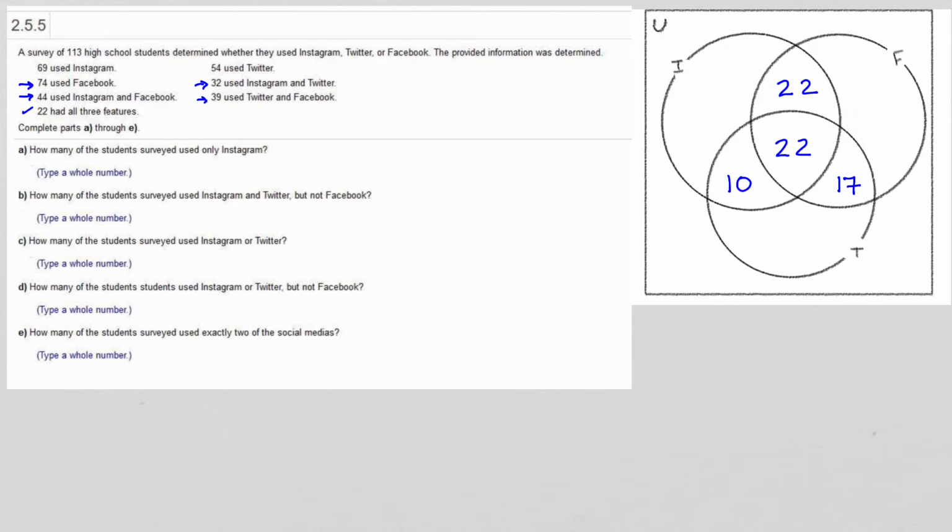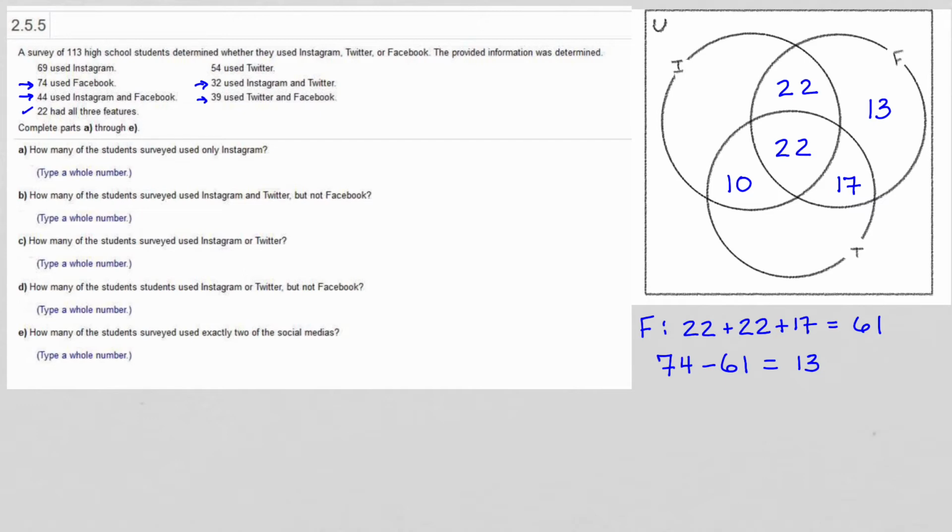So I'm going to add up what we have for Facebook. We have 22 plus 22 plus 17, and that adds up to 61. So now I'm going to subtract 61 from this 74 to find out how many used only Facebook. And that gives me 13. So 13 in that section.